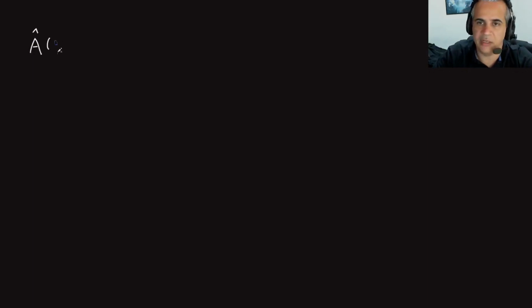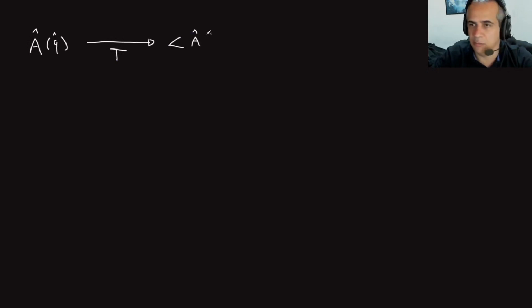So if I take an operator A of Q, so that any operator that depends on the coordinates, which are operators themselves, right? And look at the finite temperature. So now I have quantum mechanics at finite temperature T, right? The expectation value of the operator will be given, as we know, by this, right? As I have just shown.